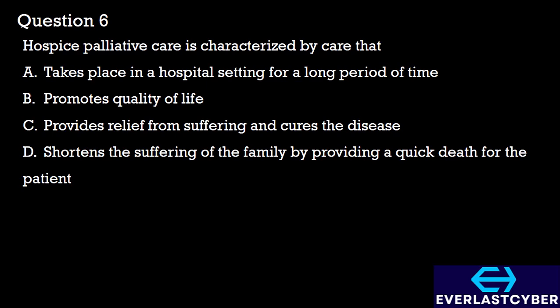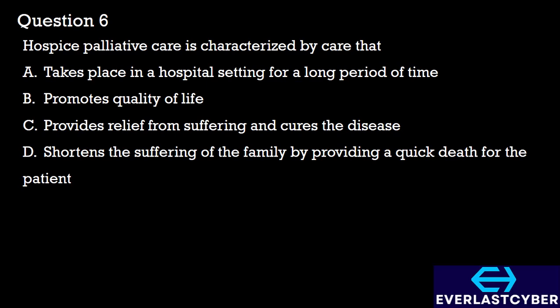In option A, hospice care can take place in various settings, including the patient's home, hospice facilities, or nursing homes. The goal is to provide comfort and not to hospitalize or prolong life unnecessarily. Hospice palliative care focuses on providing relief from the symptoms, pain, and stress of a serious illness, rather than aiming to cure the disease. It aims to improve the quality of life for both the patient and their family, with an emphasis on comfort and dignity in the final stages of life.